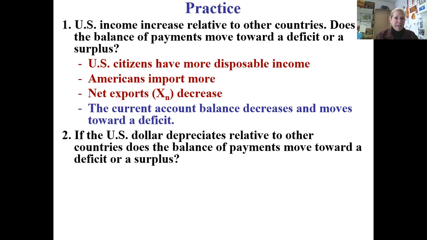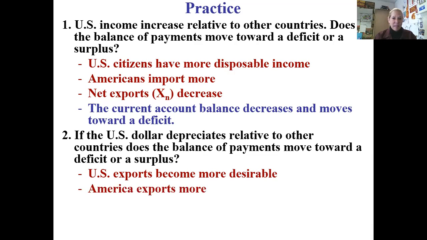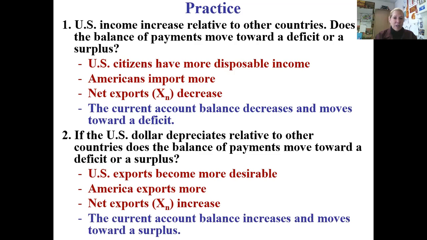Here's situation number 2. If the US dollar depreciates relative to other countries, does the balance of payments move toward a deficit or a surplus? Think about it for a second. Okay. The US exports become more desirable in this situation. America exports more. Net exports, or X to the N, increase. The current account balance increases and moves towards the surplus.